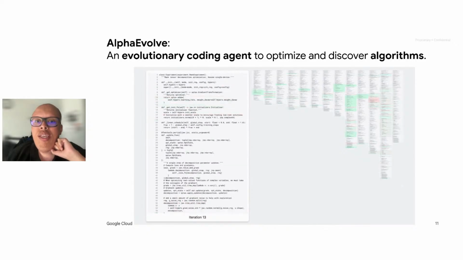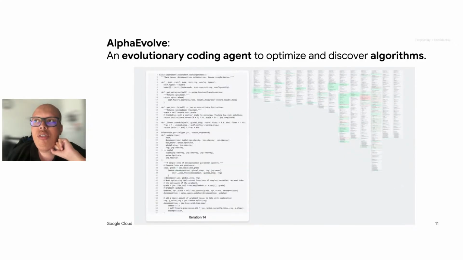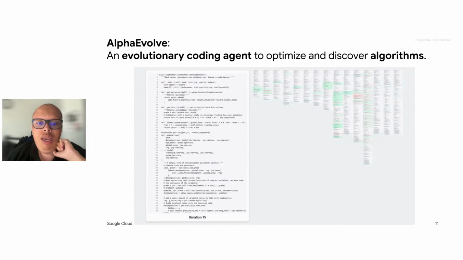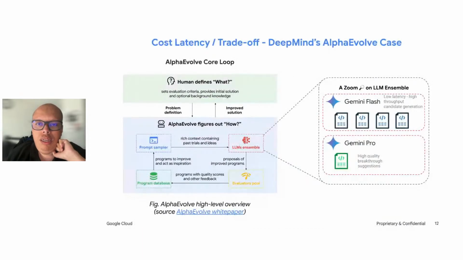So why is this relevant to the cost latency trade-off? It is relevant because, given an initial problem that we are trying to solve, we will be using an LLM ensemble. The agentic solution uses a combination of Gemini Flash and Gemini Pro models. So Gemini Flash, as we said, is faster than Gemini Pro.